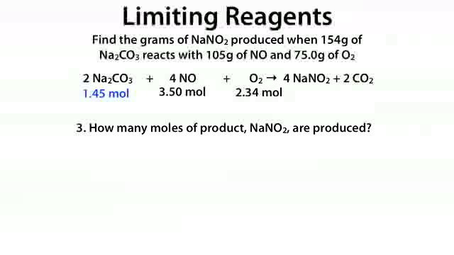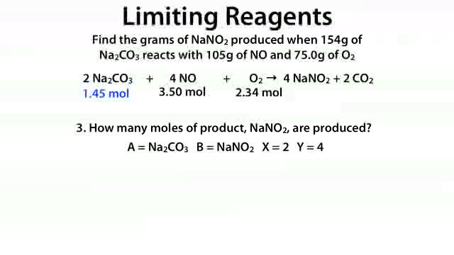And in order to solve this problem, we need to find out how many moles of product, or NaNO2, are produced, because we want to find the amount of grams of NaNO2 produced when we have this mixture of reactants as stated in the original problem statement. And since we need our number of grams of NaNO2, we first need to find out how many moles of NaNO2. Now, since we know Na2CO3 is our limiting reagent, we have Na2CO3, and now we're looking for NaNO2.